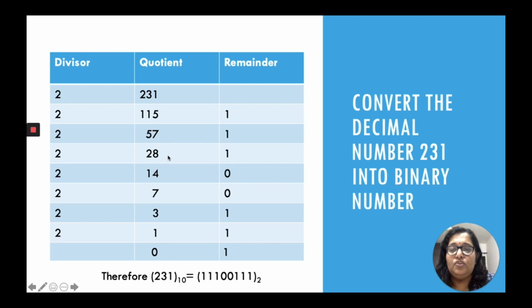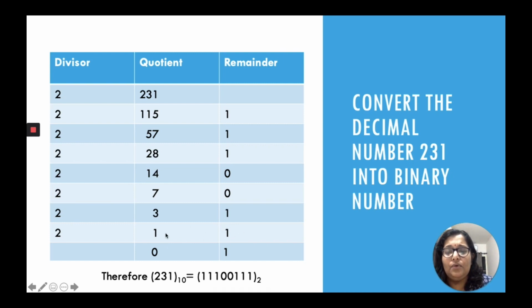You divide 28 by 2. You get 14 as the quotient and 0 as the remainder. When you divide 14 by 2, you get 2 sevens are 14 and your remainder is 0. Again, you are dividing 7 by 2. You get 3. 2 threes are 6 and your remainder is 1. You divide 3 by 2. You get 2 ones are 2, your remainder is 1.